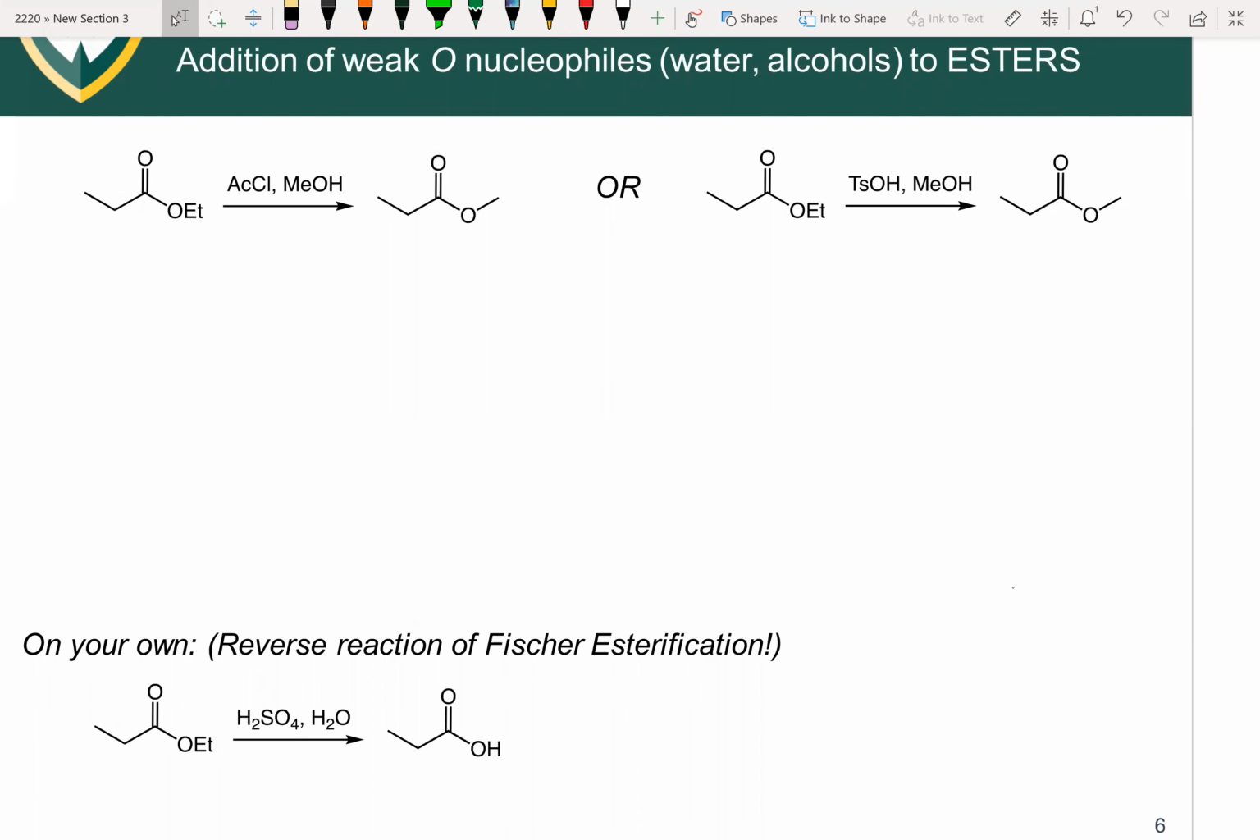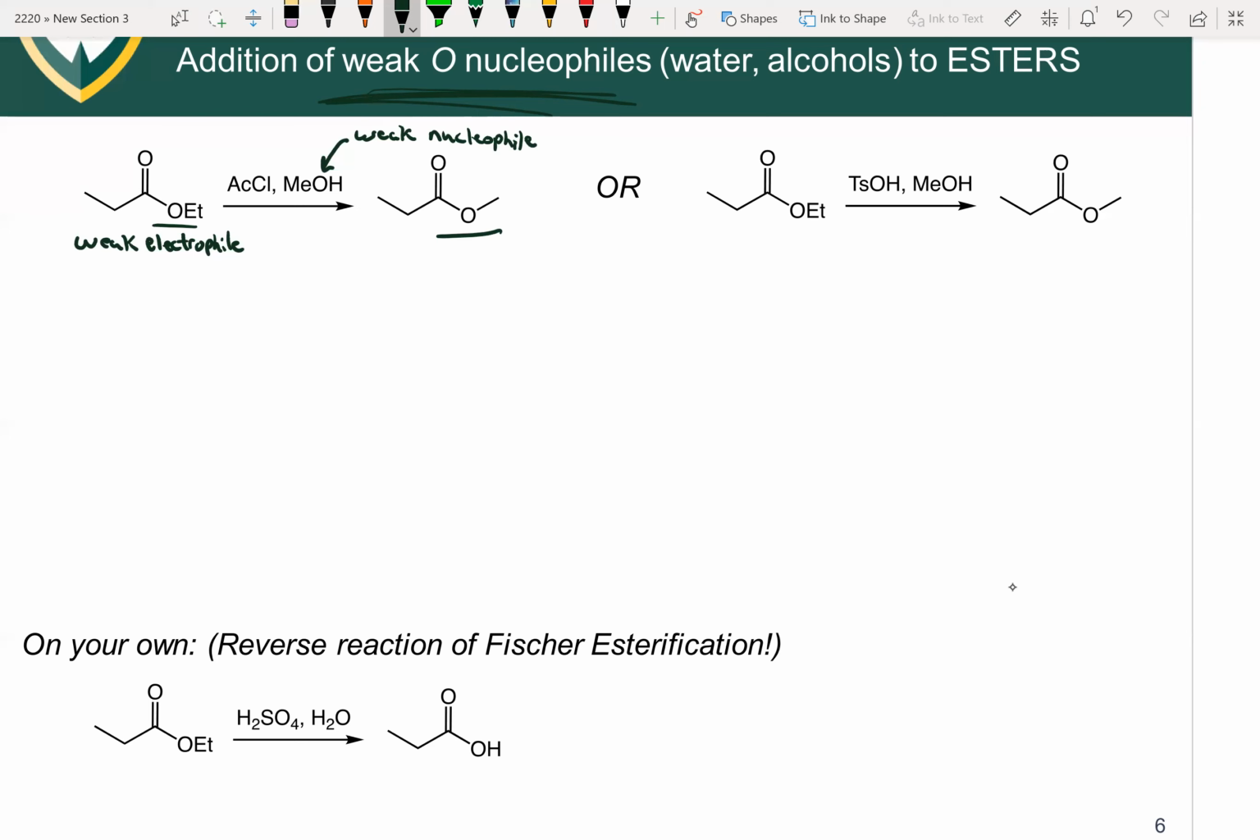Right, so in our next example, we're going to talk about the addition of weak oxygen nucleophiles, that is things like water, alcohols, to esters. And because we have a weak electrophile, esters are much more stable than acid halides or anhydrides that we just talked about. And we have a weak nucleophile. We need to activate our carbonyl. This reaction is called a transesterification in both these instances. We're going from an ethyl ester to a methyl ester.